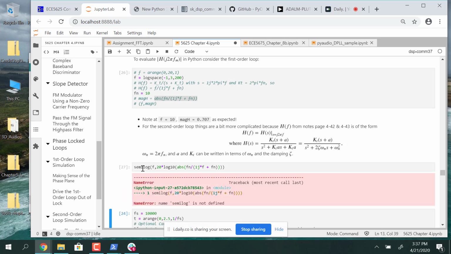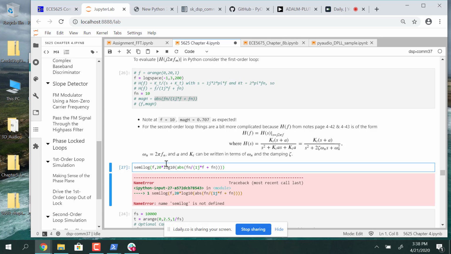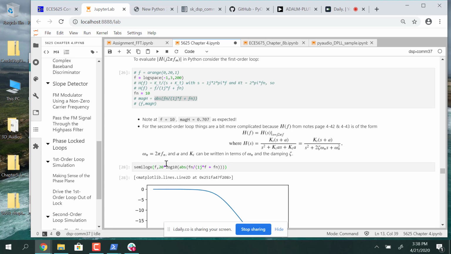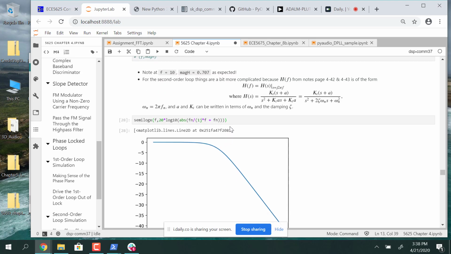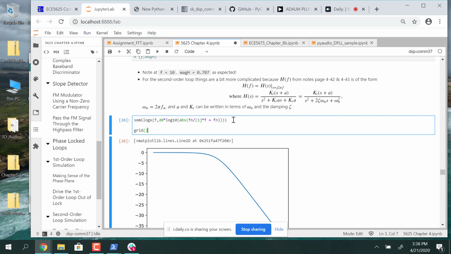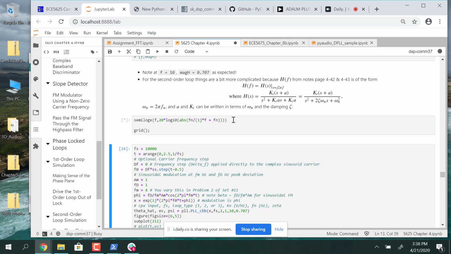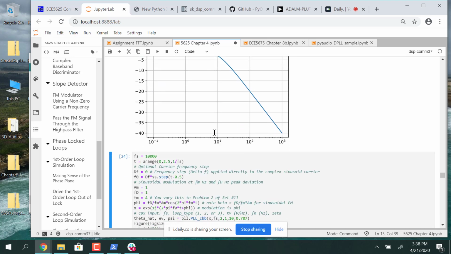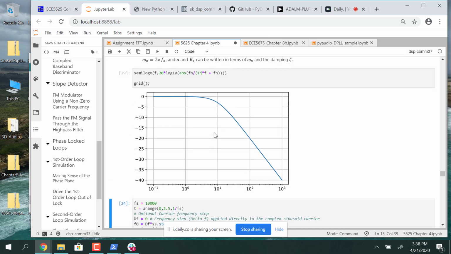Oops. I have to put in here which axis I want semilog, so semilogx. And there it is. I'll put a grid on that just so I can make more sense out of it. Look good? It's a first order low pass filter.